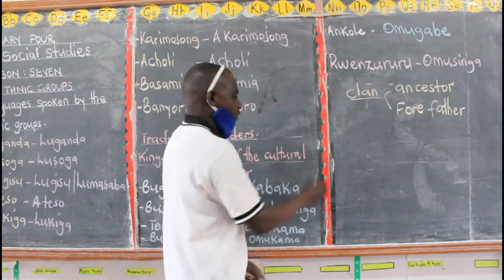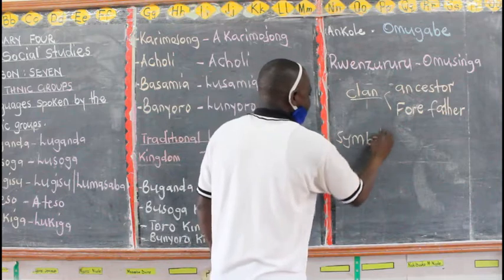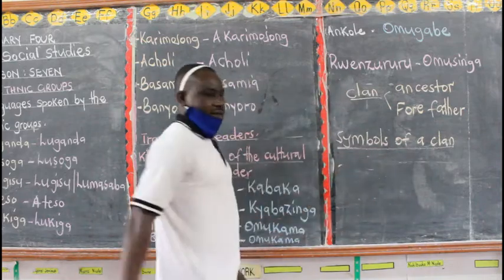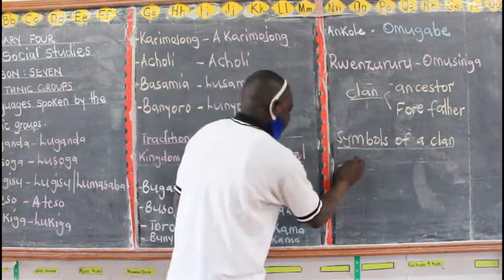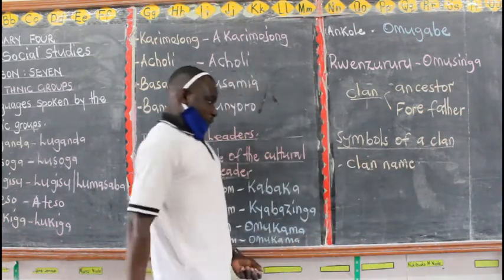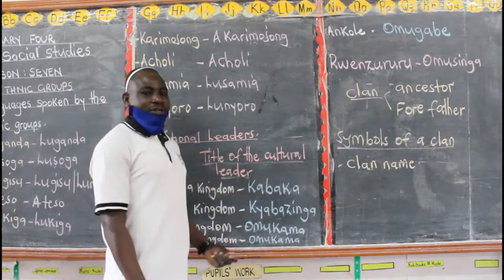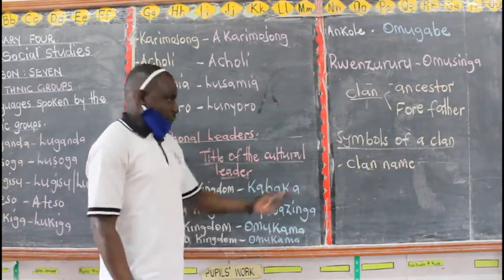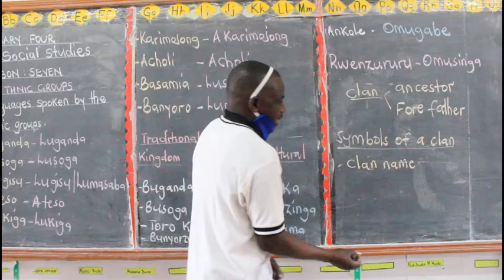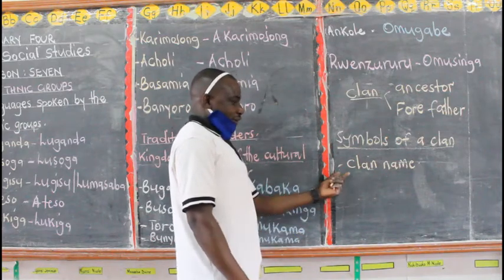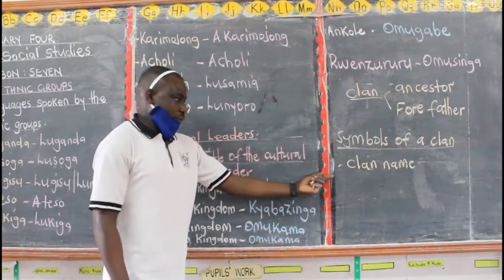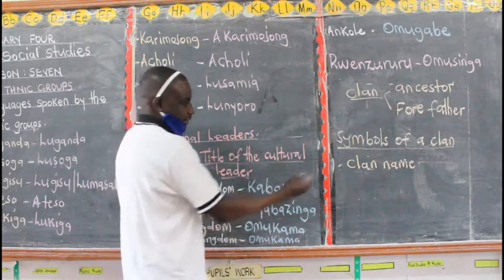Then we have the symbols of a clan. What can we give as the symbols of a clan? Yes, you can talk of a clan name. Now, my dear children of primary 4, you try to share with your parents. Ask your parent about the name of your clan and what is your totem. Remember, we have totem and also taboo. So after mentioning the name of your clan, you ask the parent also to give you the totem. So we have a clan name.